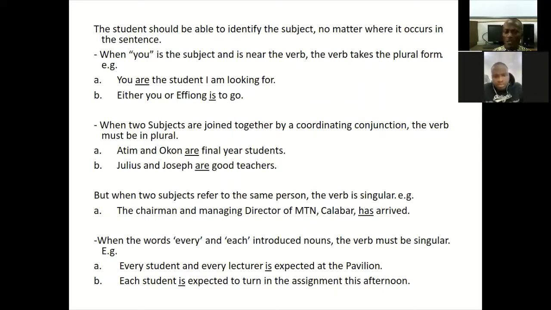What I'm saying in essence is that when "you" as a subject is near the verb, the verb takes the plural form. For example, you are the student I'm looking for. Now look at the second sentence: Either you or Effiong is to go. When I talk of "you are", because "you" is quite close to the verb, you see "are", that verb is in the plural form and not singular. And you know too well that "you" in this sentence is used in the plural.